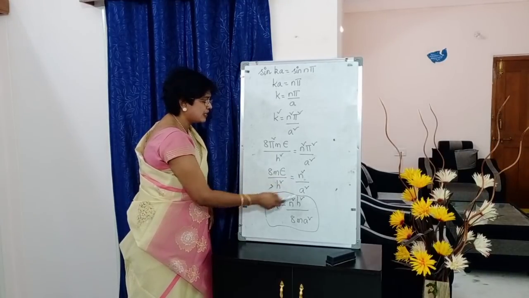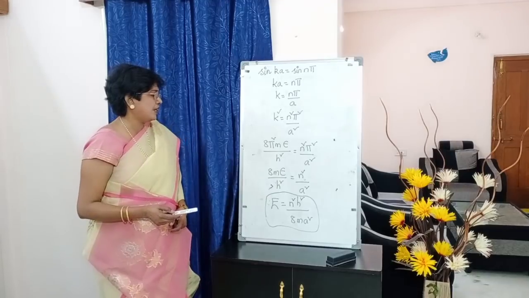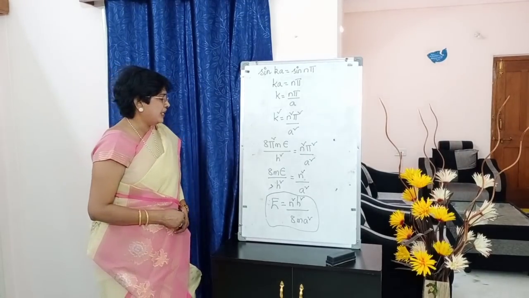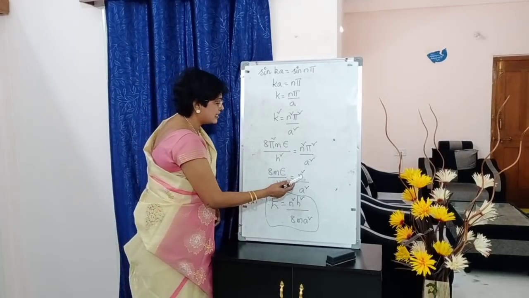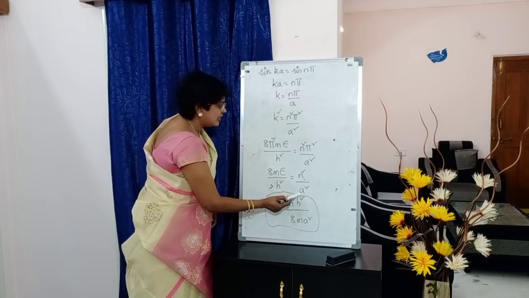Capital E from this expression, capital E is equal to, what will you write? Can you write on your own without seeing from the board? E will be equal to n square h square divided by 8 m a square.